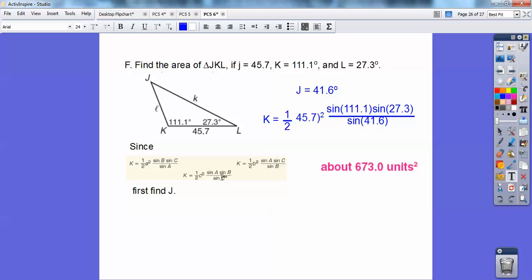Then I used this other formula where I have the 2 angles and only one of the sides. These are all the same formulas. So it's 1/2 the side squared, and then you do the angles. So that's where I get all of that, and you get about 673 units squared on that. Okay, nice and easy. You just got to get used to using the formulas, and it gets nice and easy once you get the hang of it.